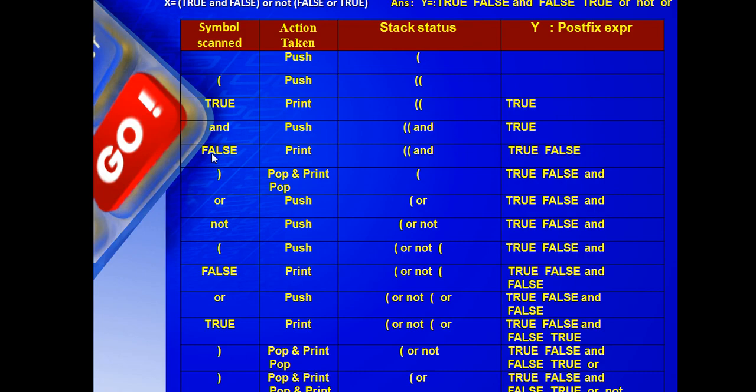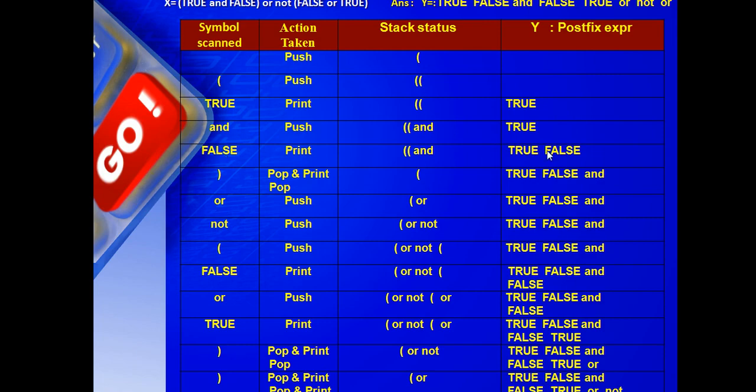Okay. First step, push one left parenthesis. Therefore, I have added one right parenthesis at the end. This is your first step. Next, this left parenthesis, push it. True. True is an operand. Print it. Now and: no operator is present on the top of the stack, and and is an operator. Push it.